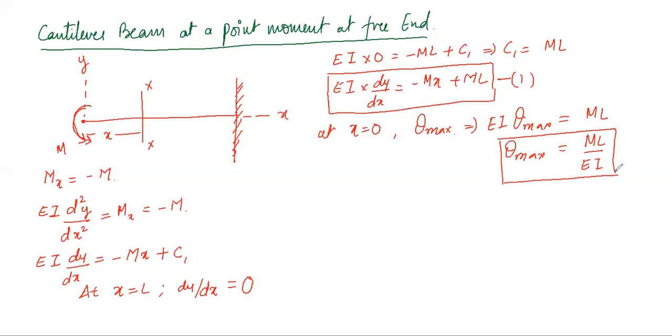Based on this double integration method, let's integrate further equation number 1. So what will we get? When you integrate, you will get EI into y is equal to minus Mx square by 2 plus MLx plus C2, right? So this is the equation we have obtained.